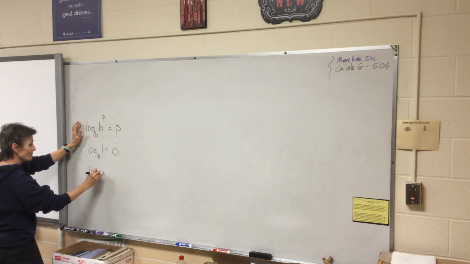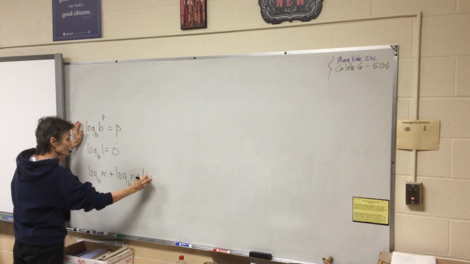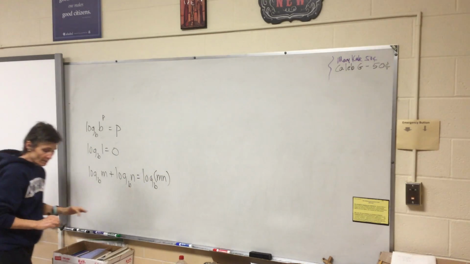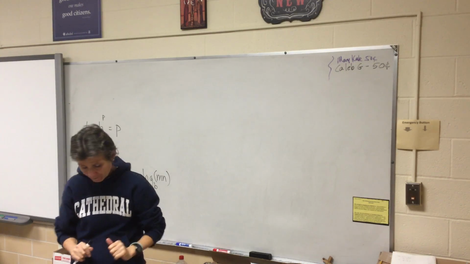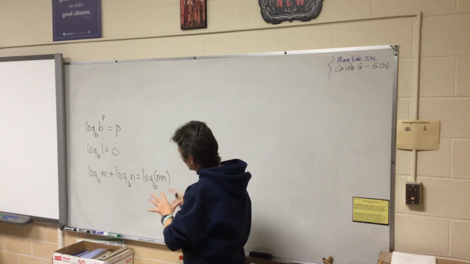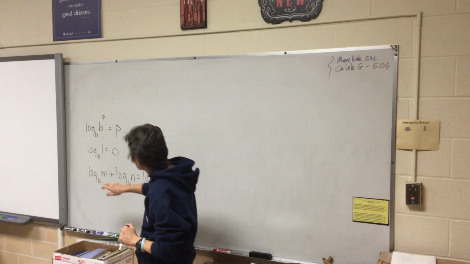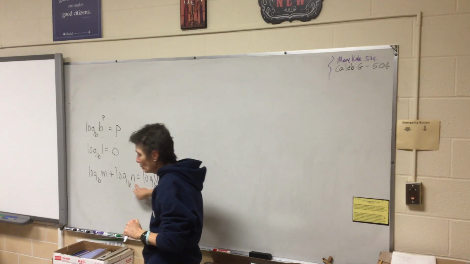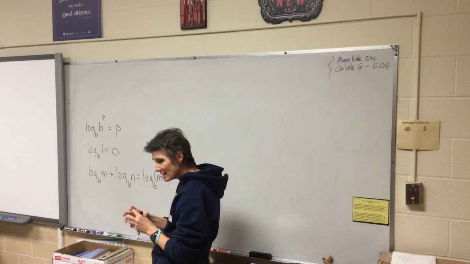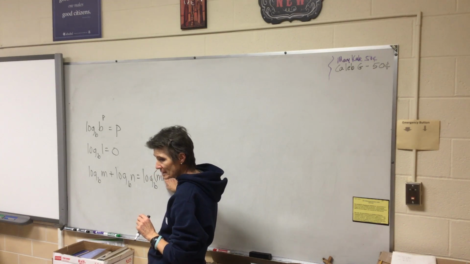The log base b of m plus the log base b of n is the log base b of mn. Now, there's an awful lot of letters there. You have not spent much time in logarithm land. That might look confusing to you. But basically what it's saying is, if you add 2 separate logarithms, you can combine them into 1 logarithm by multiplying the numbers.